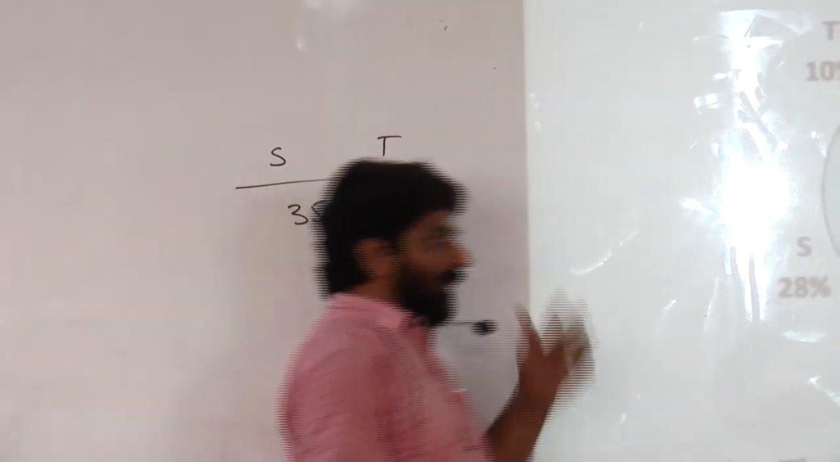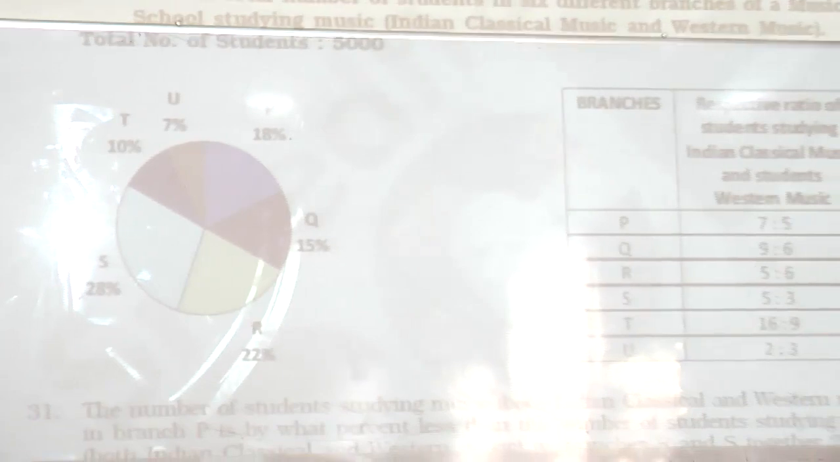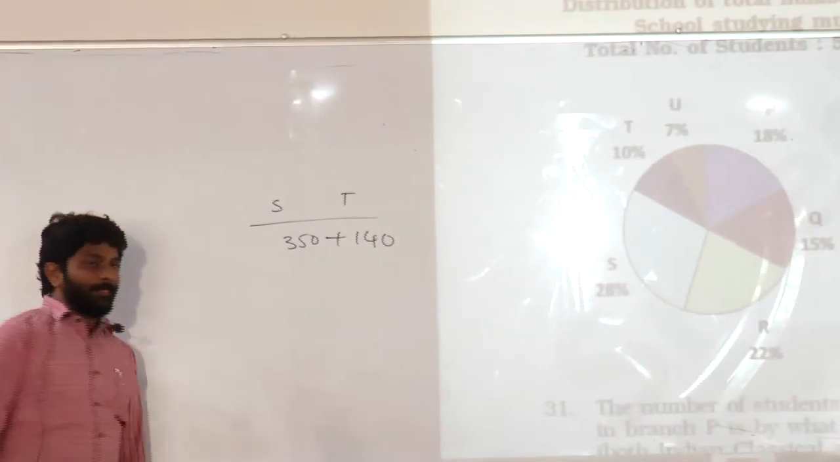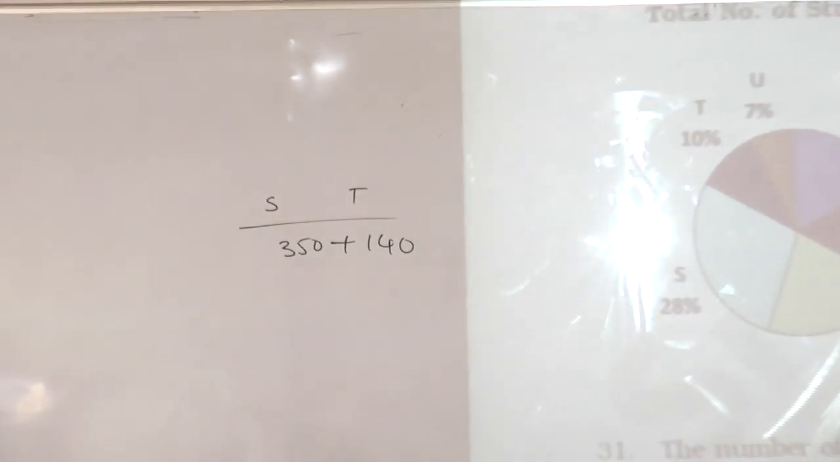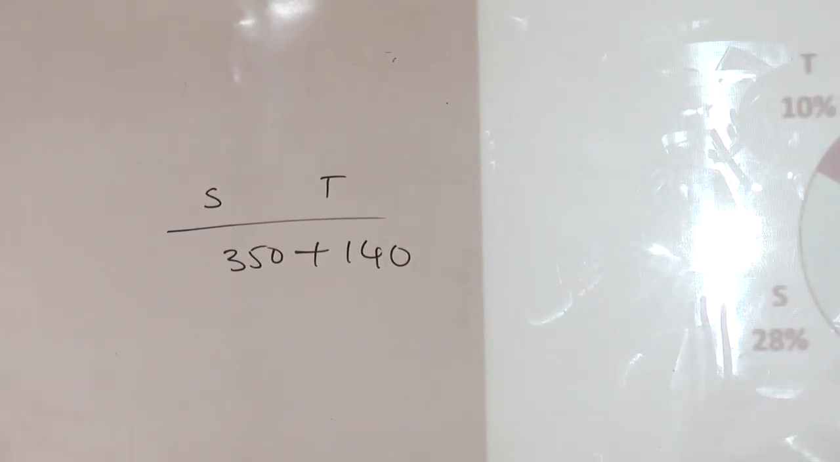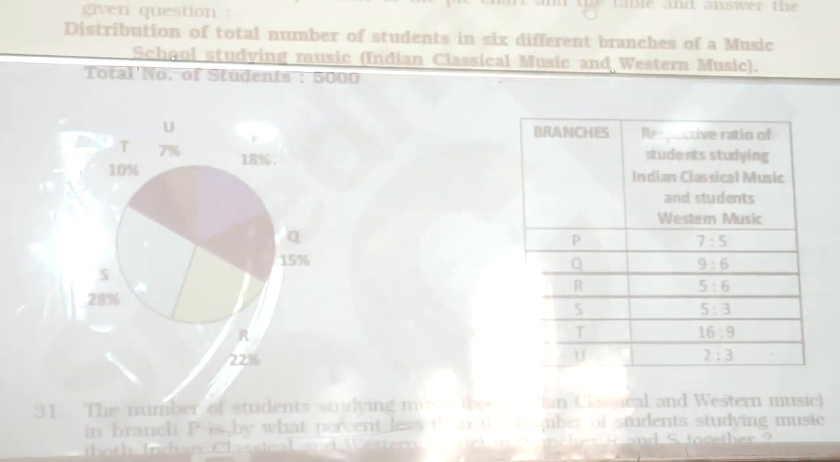And for T, in total how many parts do we have? 25 parts. And T in terms of percentage, 10%. What about 10% of 5,000? 500. 500 is divided into 25 parts. 1 part is 20. What is the difference? 7 parts. 7 times 20 is 140. Right, add these two numbers. 490. Go for individual difference and then add. Because in both the branches we have more Indian classic players, you can go for direct addition. Next.